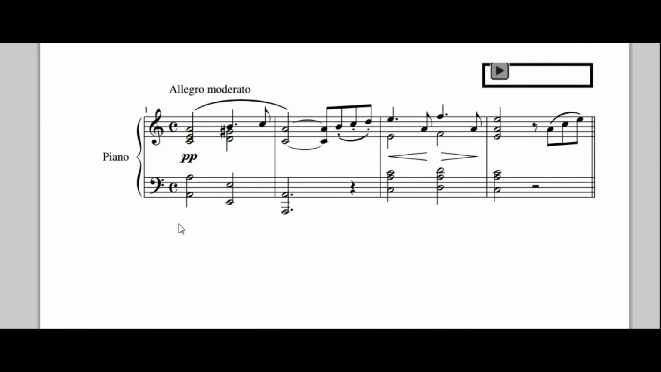Here's an example of a plagal cadence. Plagal cadences involve the Roman numeral 4 going to the Roman numeral 1 at the cadence point. This piece is in A minor. The Roman numeral 4 would be a D minor chord, the Roman numeral 1 would be an A minor chord. We see that cadence point happen in this measure, where we have D, F, A, the D minor chord, going to A, C, E, the 1 chord.